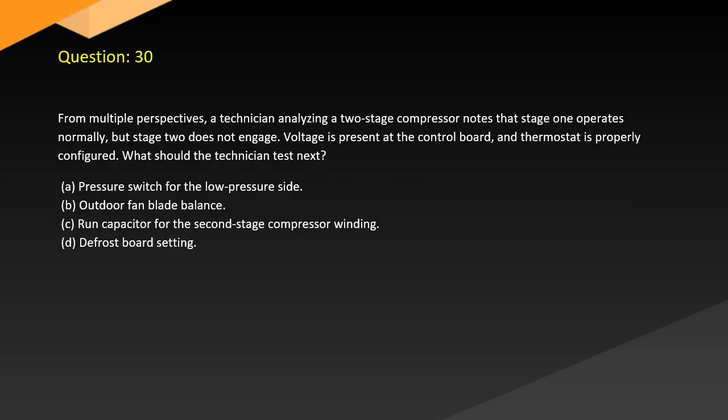Question 30. From multiple perspectives, the technician analyzing a two-stage compressor notes that stage 1 operates normally, but stage 2 does not engage. Voltage is present at the control board and the thermostat is properly configured. What should the technician test next? A. Pressure switch for the low pressure side. B. Outdoor fan blade balance. C. Run capacitor for the second stage compressor winding. D. Defrost board setting.